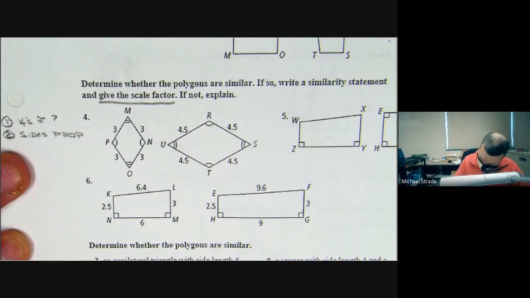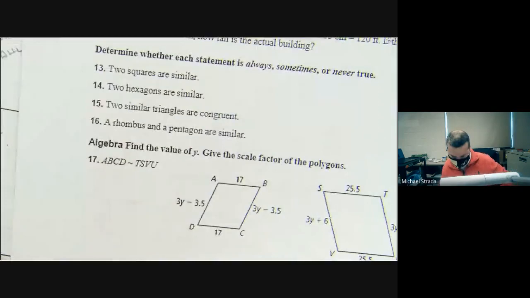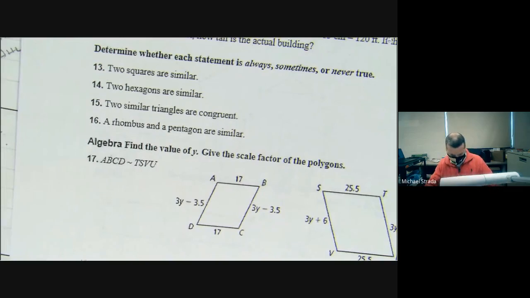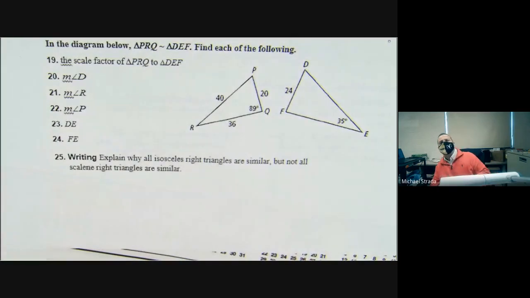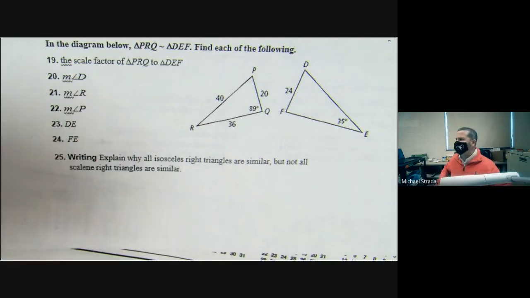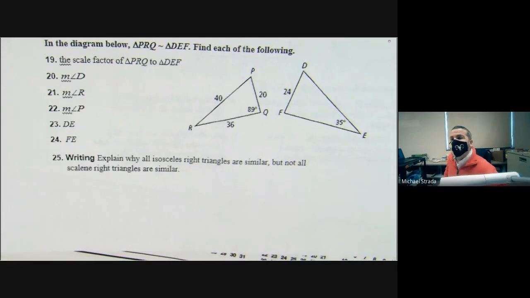7 through 10, they're going through properties. 11 and 12, a couple word problems. 13 through 16, you're going with always, sometimes, or never. 17, you got a little algebra. 18 just reviews the different order in which you can do scale factor, and then 19 is like the last one we did. And then 25 says explain in writing why all isosceles right triangles are similar, but not all scalene right triangles are similar. Basically, it can be done in one sentence. It doesn't have to be huge. It doesn't have to be approved for anything like that. So you guys got about 15 minutes if you want to get started on that.